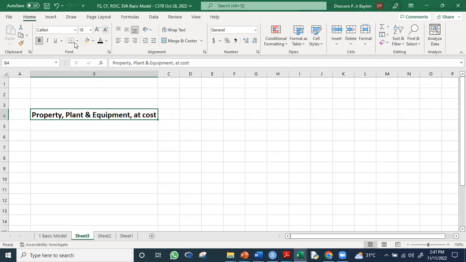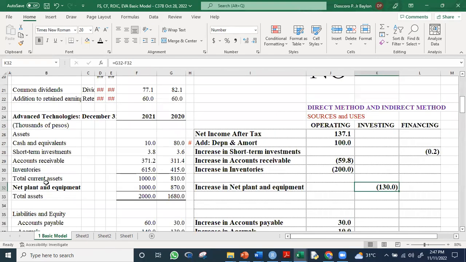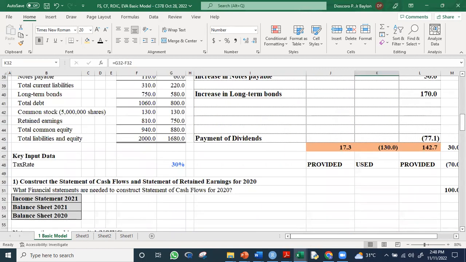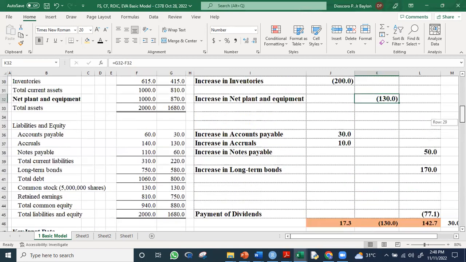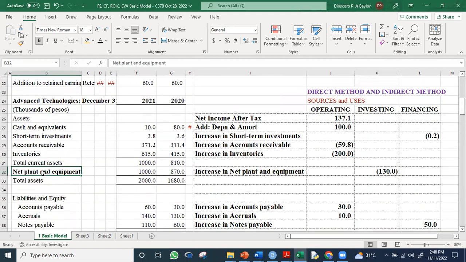Kasi kung ang given, if what was given was PPE at cost, then this would have sufficed already. If these were the figures for PPE at cost, then okay na to. We would have gotten the correct net amount here. But it's not. What we're given is net. And when you're given the net property, plant, and equipment, you cannot just subtract this. You cannot get the difference. You have to know the flow.